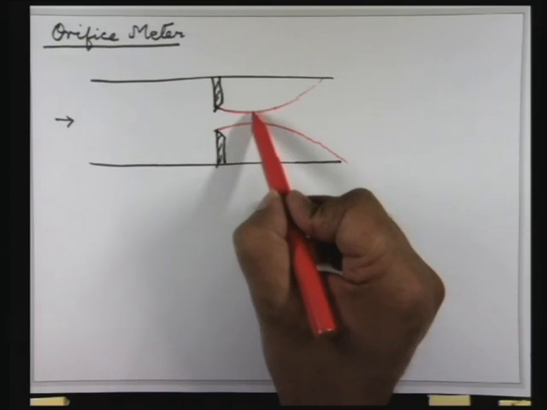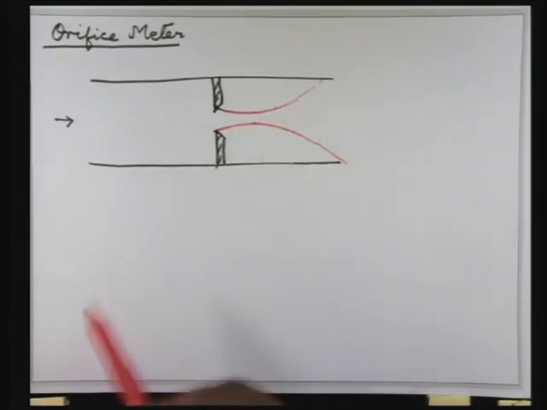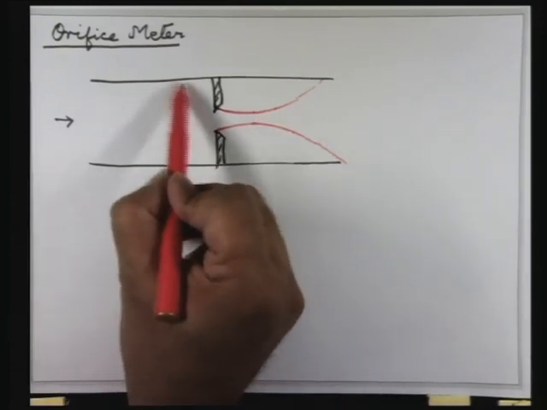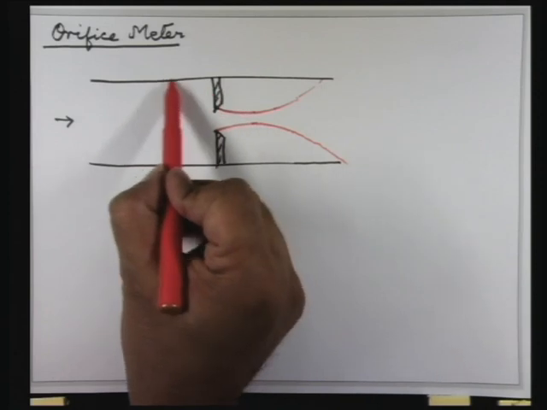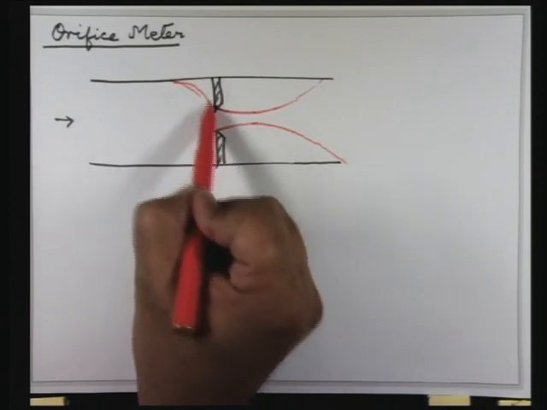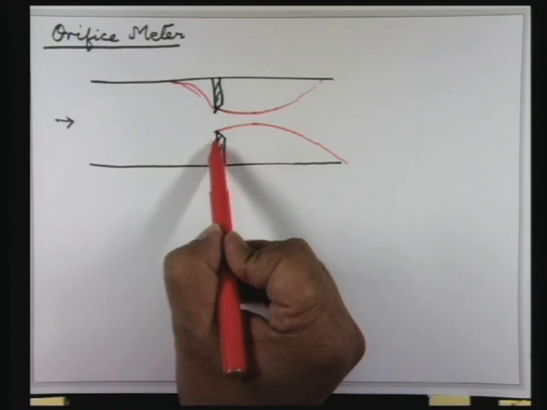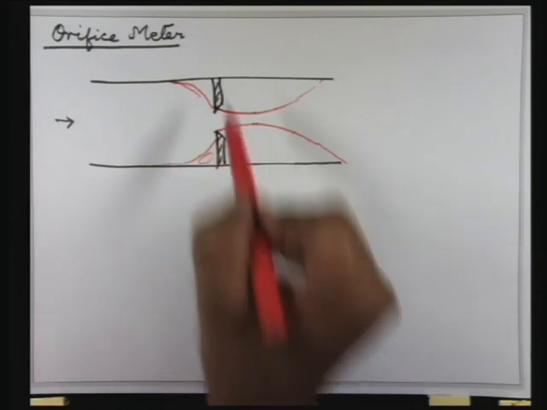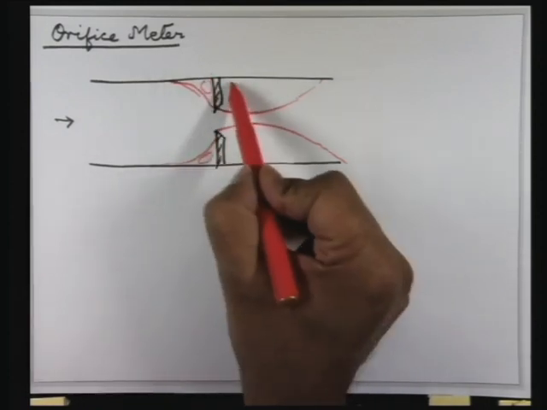So this point is called the vena contracta, and if it's a viscous fluid, there may be a separation here on this side also. So there will be some eddies here due to flow separation.